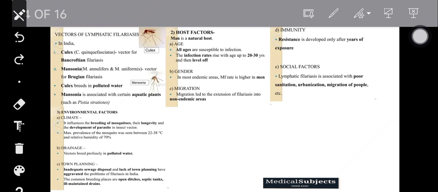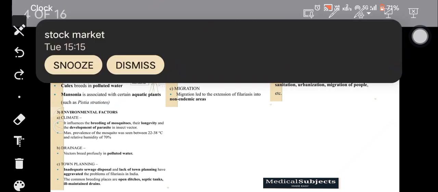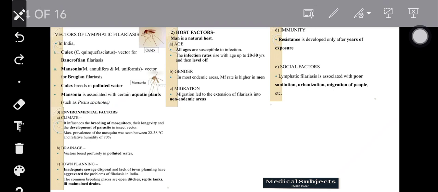And the social factors: lymphatic filariasis is associated with three things here: poor sanitation, urbanization, migration of people. So environmental factors: climate, breeding of mosquitoes, their longevity and development of parasites. The climate is responsible for breeding of mosquitoes, for the longevity, means the age of the mosquito, and the development of parasite. So maximum prevalence of mosquito was seen between 22 to 38 degrees, and a relative humidity of 70%. It is more common in places where the humidity is more.